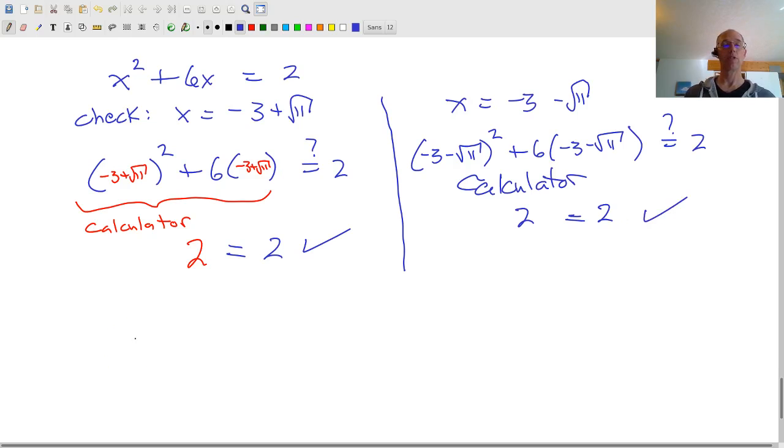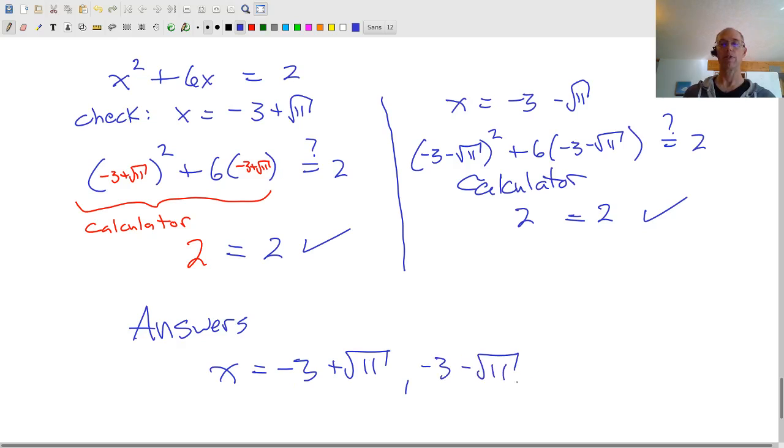So my answers are indeed x equals negative 3 plus the square root of 11 is one of them, comma, sorry, x equals negative 3 minus the square root of 11 is the other one, and they both check. Okay, last problem.